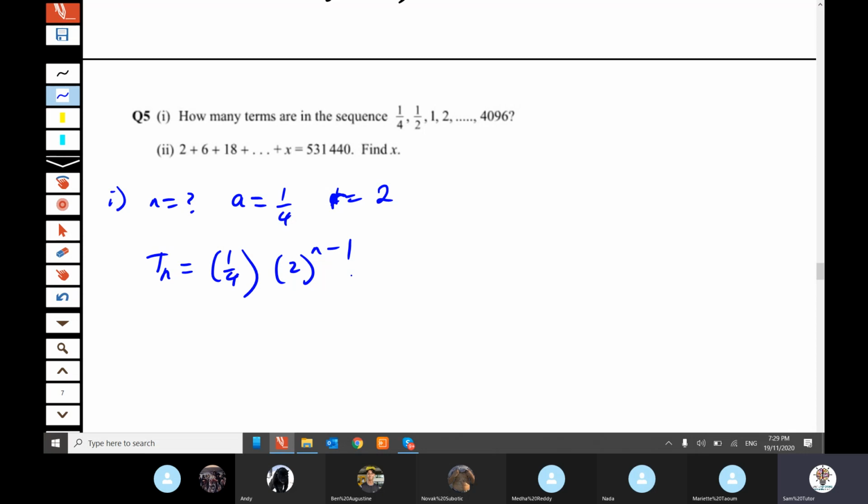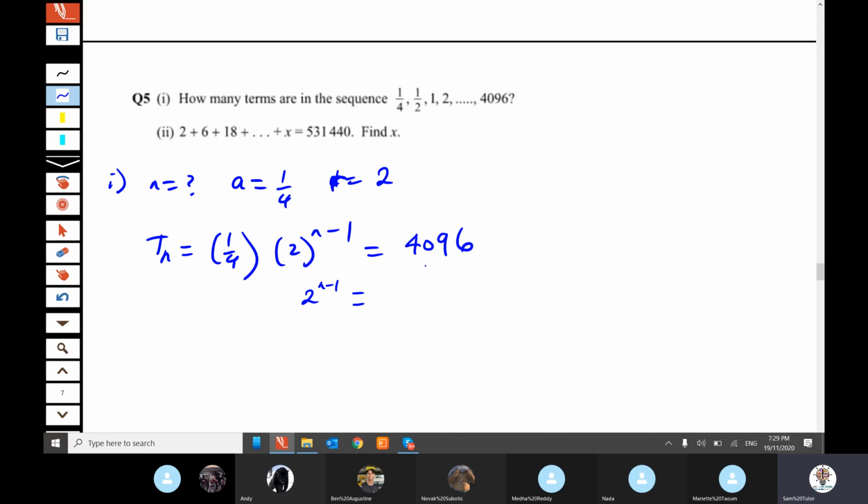Remember, Tn is your last term. So you see how you're stuck? You don't have what Tn equals to, but you actually do. It's the last term, which equals 4,096. Now, a little bit of logs.